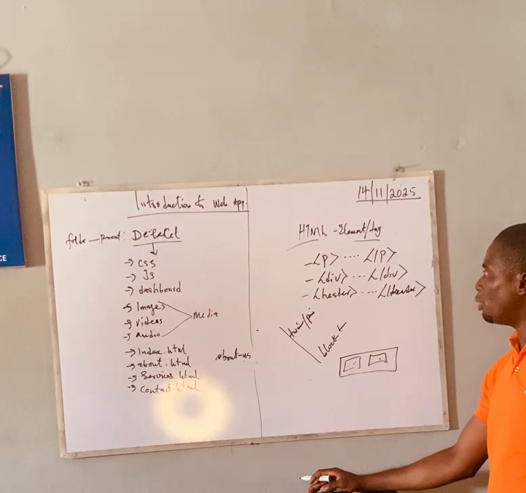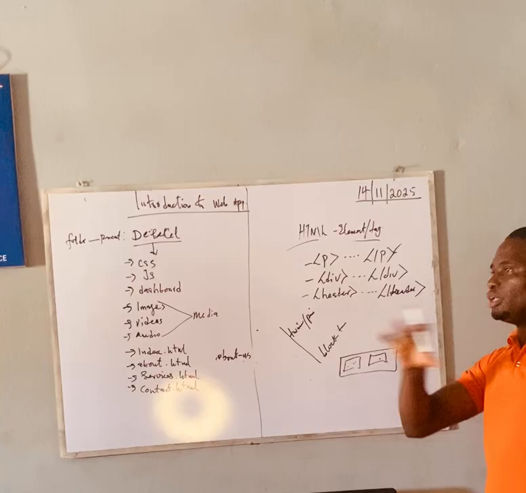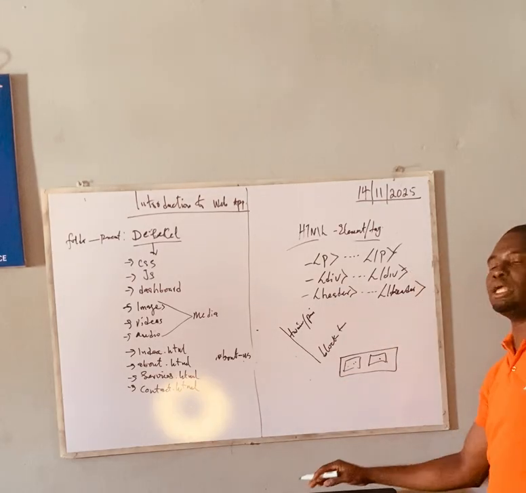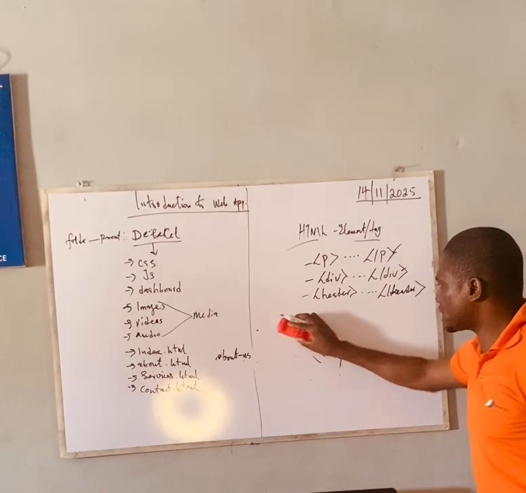So which one is now a block tag? Paragraph is a block tag. So naturally, a paragraph should be on its own, right? Div is also a block tag. Are we together? Good. Alright, let's move on.